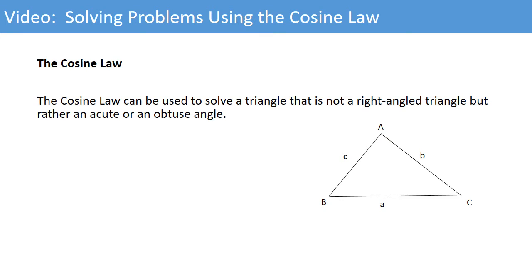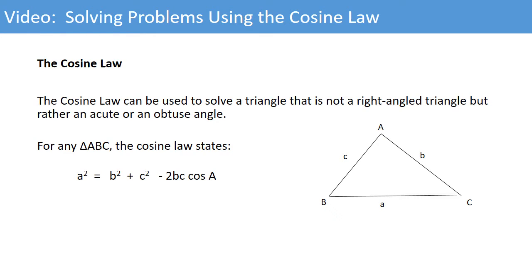Here's an example. For any triangle ABC, the cosine law states a squared is equal to b squared plus c squared minus 2bc cos of A. Notice that the side A matches the cos of the angle A. That's important when knowing what formulas you would be using.